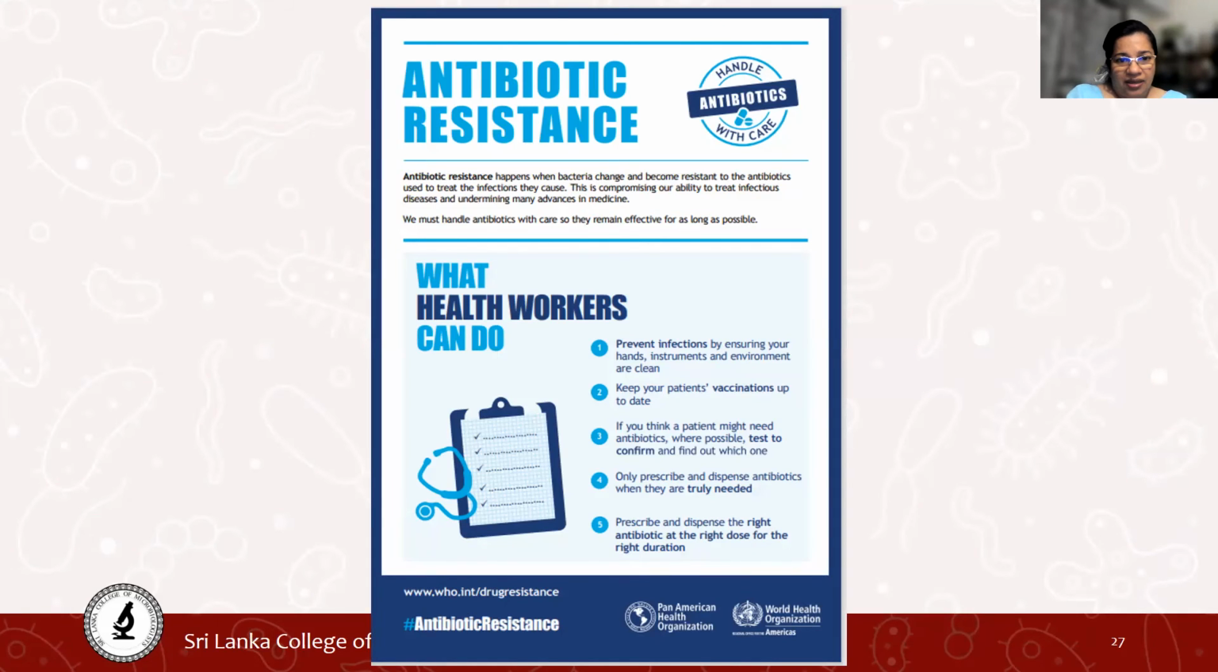Antibiotic resistance. What can we do, healthcare workers? Prevent infection by ensuring your hands, instruments, and environment are clean. Keep your patients' vaccines up to date. If you think a patient might need antibiotics, where possible, test to confirm, do the cultures, and find out which one you need to give. Only prescribe and dispense antibiotics when they are truly needed. Prescribe and dispense the right antibiotic at the right dose for the right duration. Very important.